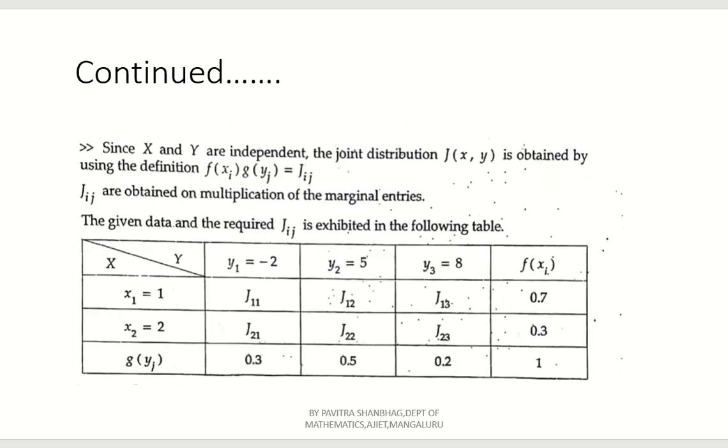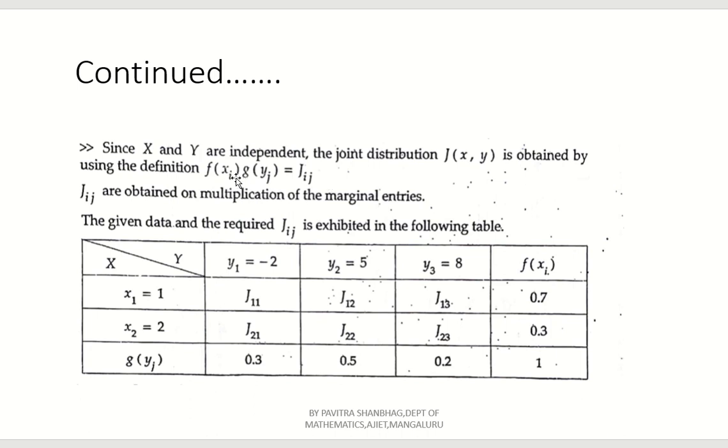How to find the joint probability distribution? Since x and y are independent, the joint distribution J of XY is obtained by what formula? That is Jij equal to f of xi into g of yj. That means fx1 into gy1 gives J11. Similarly, fx1 into gy2 means J12, fx1 into gy3 means J13, and so on.